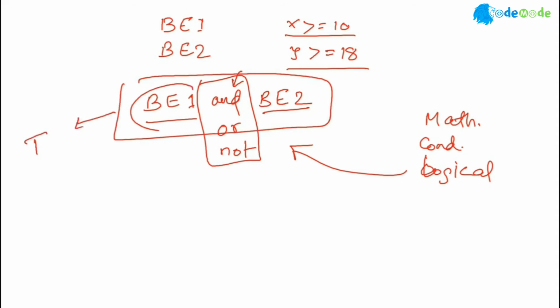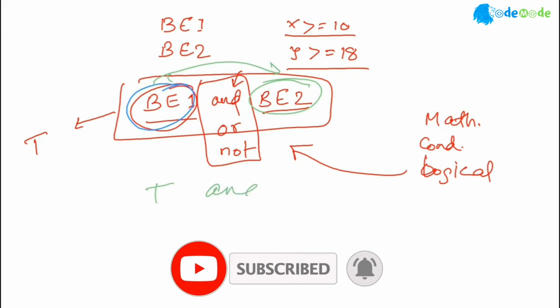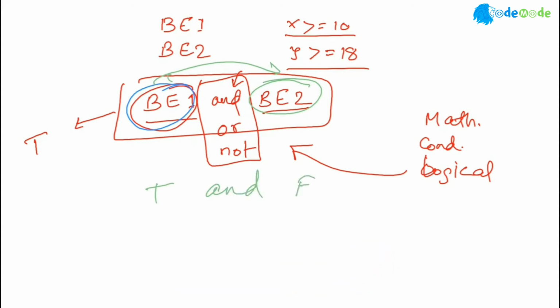This one will evaluate first, right? In blue, this one evaluates first, the second one evaluates, and then the final expression will evaluate. So let's say the first expression evaluates to true, and the second evaluates to false. What will happen? True and false, you will have false. And you can test one by one, and we'll quickly do that.